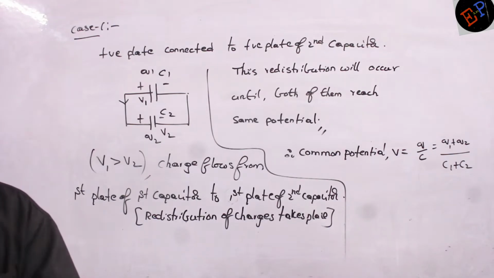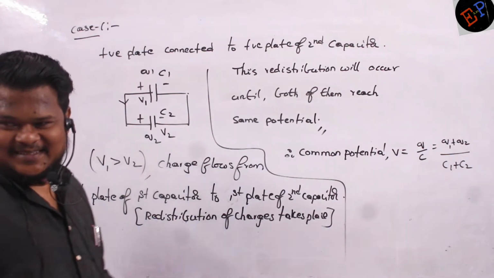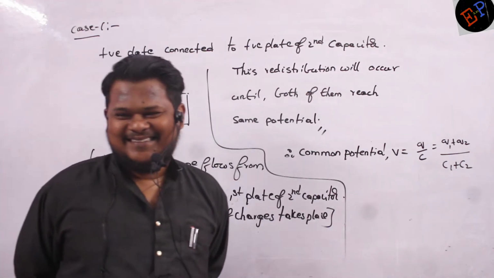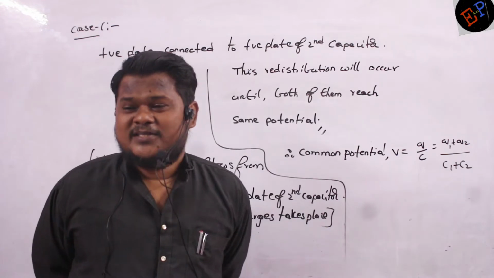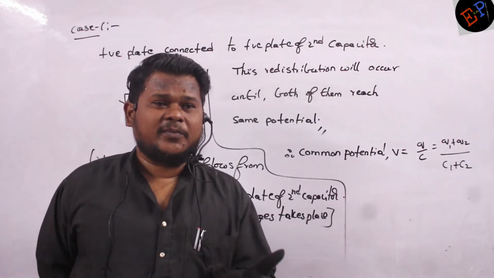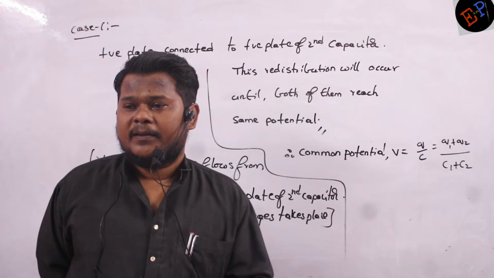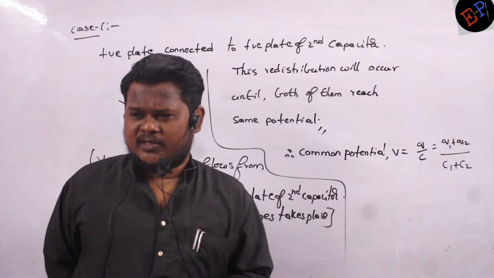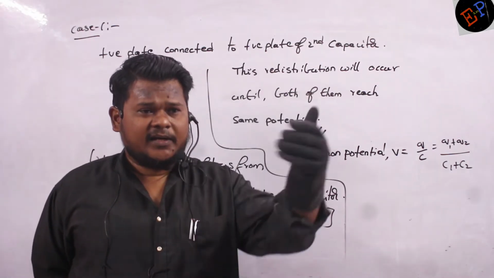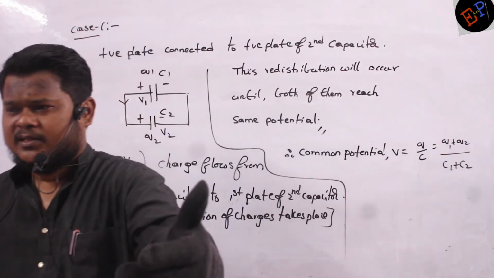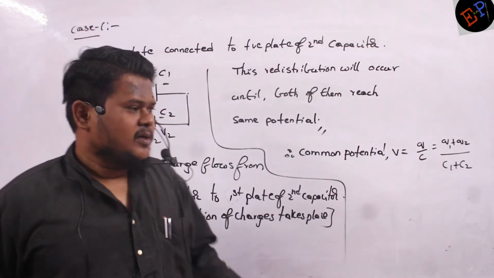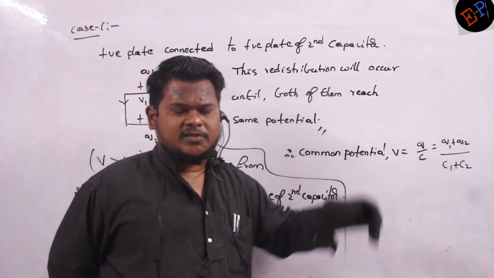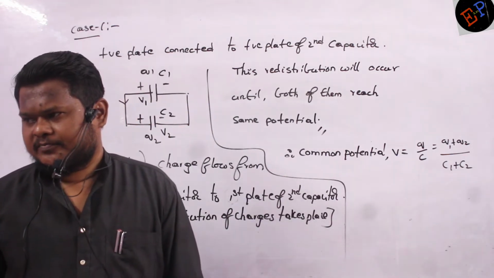Anybody? How can you say they are connected in parallel? What is the property of a parallel connection? Both capacitors will be at the same potential, no? In a parallel connection, every capacitor will be at the same potential. Now after redistribution, both of them are at the same potential only, no? So definitely it means that they are connected in parallel. Are you able to understand?